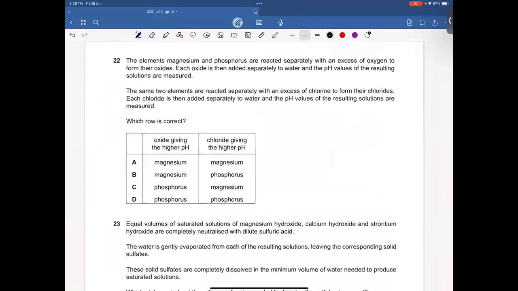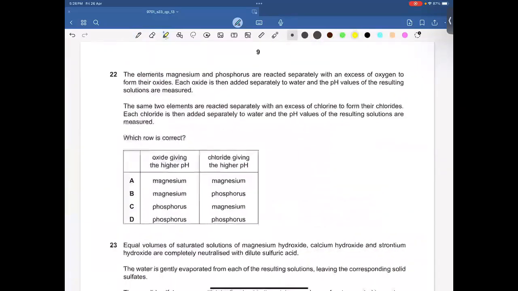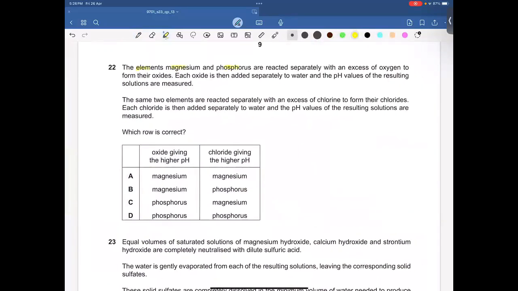Question 22. The elements magnesium and phosphorus are reacted separately with an excess of oxygen. So when magnesium reacts with oxygen, it's going to be converted into magnesium oxide. And when phosphorus is reacted with oxygen, it's going to be converted into P4O10, which is phosphorus(V) oxide. Each oxide is then added separately to water.